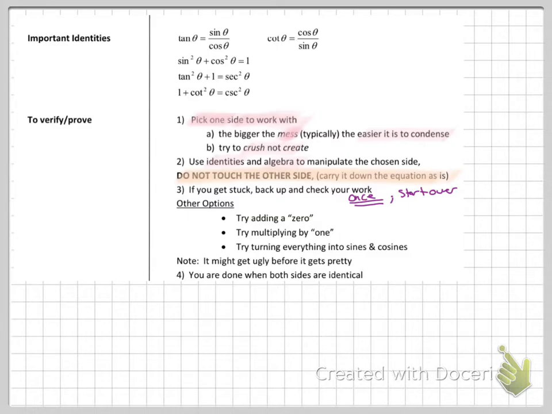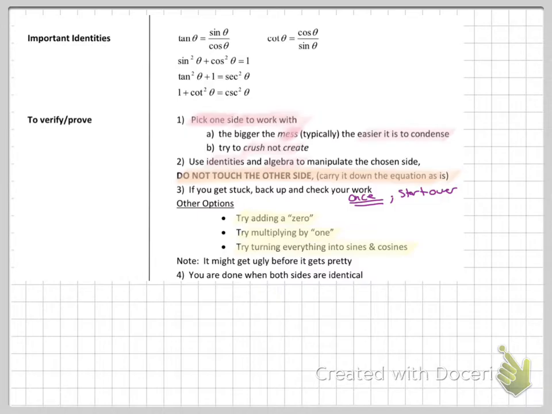Some things we'll be doing: we'll be adding 0, because you can add 0 and not change the equation. We'll be multiplying by 1, because multiplying by 1 does not change the equation. Sometimes turning everything into sines and cosines is helpful. If you see cotangents and secants and all sorts of different trig in the same proof, changing everything to sines and cosines is helpful.